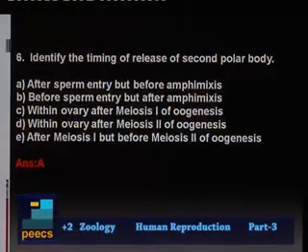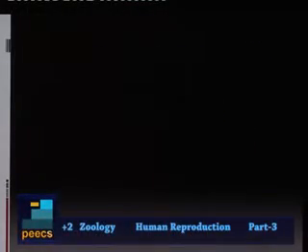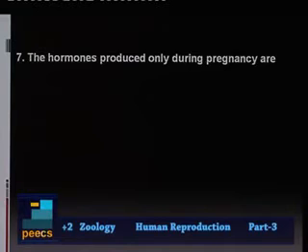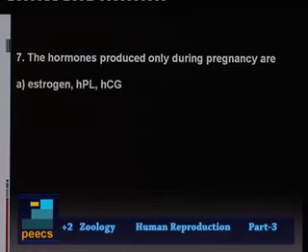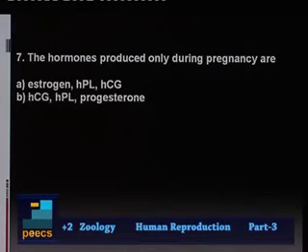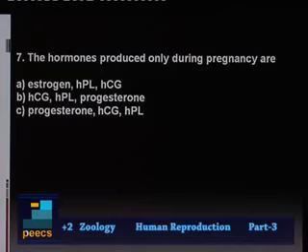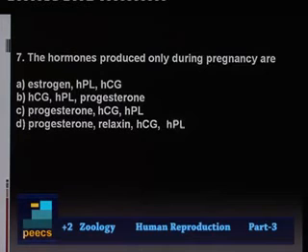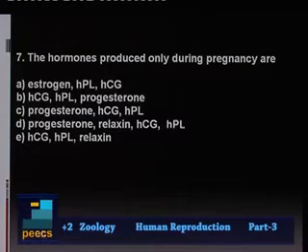Now coming to question number 7. The hormones that are produced only during pregnancy. The options are: A, estrogen, HPL, HCG. Option B, HCG, HPL, progesterone. C, progesterone, HCG, HPL. D, progesterone, relaxin, HCG, HPL. Then comes option E, HCG, HPL, relaxin.